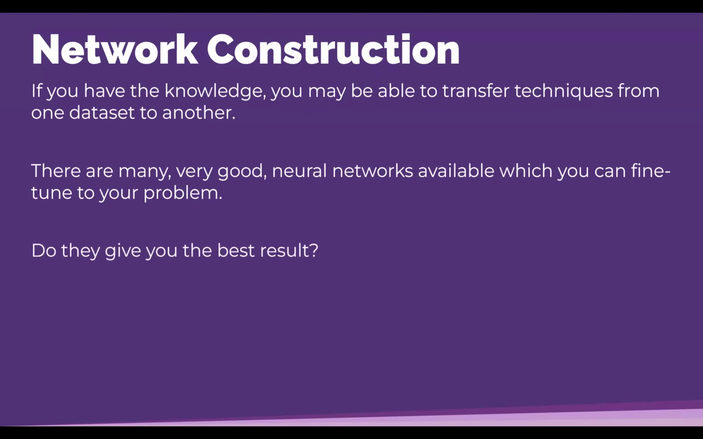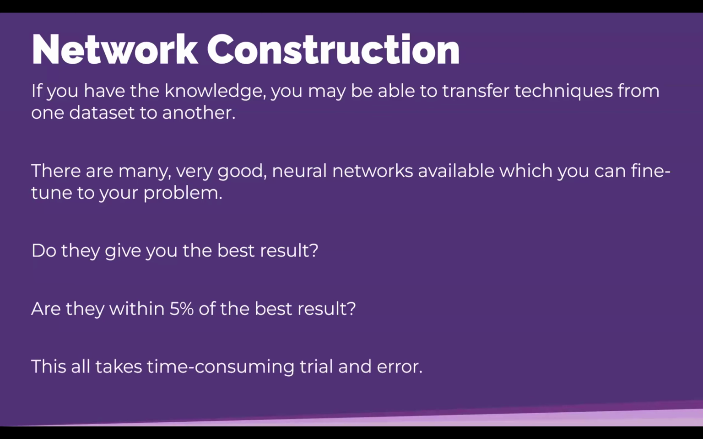But the question that we end up asking is, do they give you the best result? And for a lot of cases, you don't need the best result, you just need a pretty good result. So then that leads to the next question, are they within 5% of the best result? And there's not really any way to know unless you know what the best result is. But as we said, there's an infinite space of possible architectures. So we don't really know what the best is, or we don't really even know what the best weights are for an off-the-shelf model. And so to find all this out, it takes time-consuming trial and error. You try a network, see what results that give you. Then you need to fine-tune. You might change the hyperparameters, find out how they affect the result, and do that again and again.